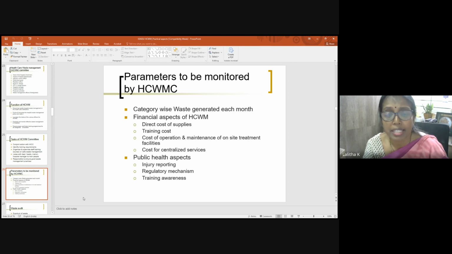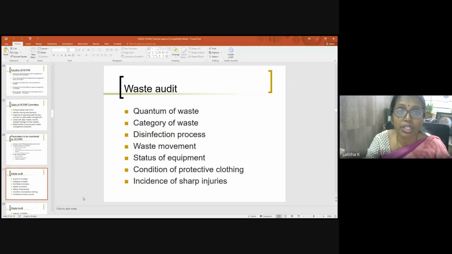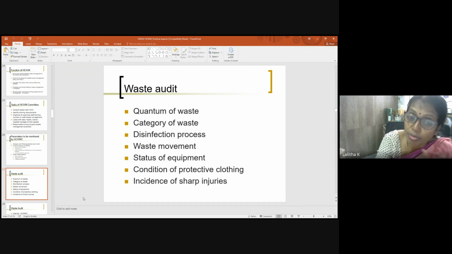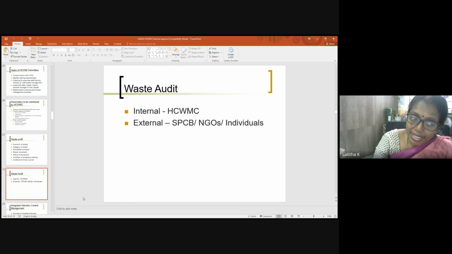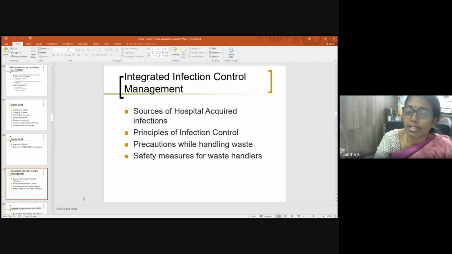Look at the public health aspects, like reported injuries, needle stick injuries, and the mechanism for that. And also any regulatory mechanism, if there is any objection from the authorities, try to correct it and report it. And training and awareness has to be monitored. So the waste audit, we have already told, to look at the quantum of waste, how the waste is moving, what is the status of the equipment, condition of clothing, incidence of sharp injuries. I'll skip the waste audit because Suman has already discussed.